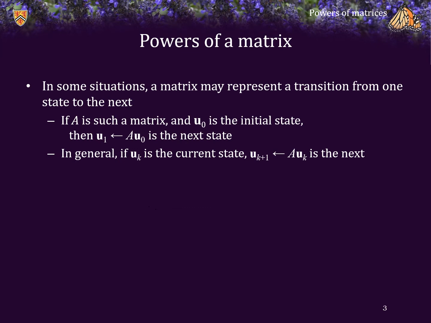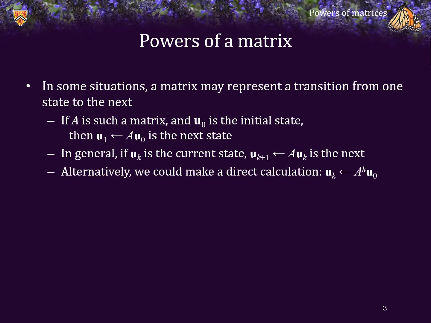Now, in general, if U sub k is the current state, then the next state is simply the current state multiplied by the matrix A on the left. So U sub k plus 1 is simply assigned the value of A times U sub k. Now, alternatively, we could make a direct calculation. We could simply calculate the matrix raised to the exponent k, multiply that by the vector u0, and that will give us directly the vector u sub k, that is the kth state after the initial state.